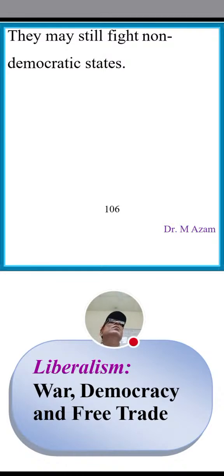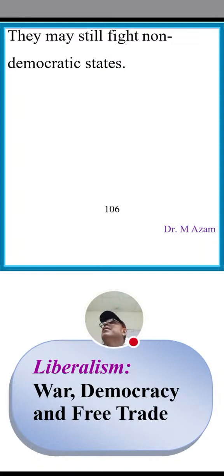America has fought wars against Afghanistan. Is Afghanistan a democratic state? No. It fought war against Saddam Hussein. Was Saddam Hussein a democratic ruler? No. Libya, was it democratic? No.